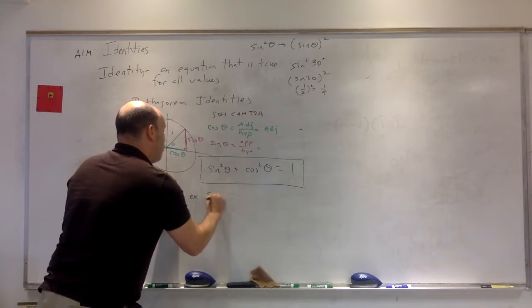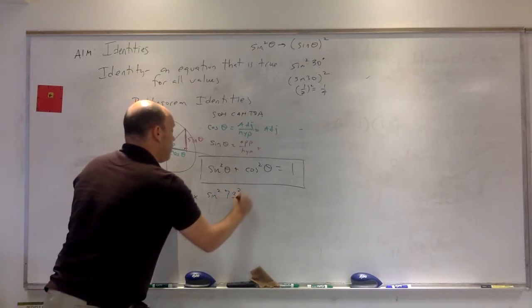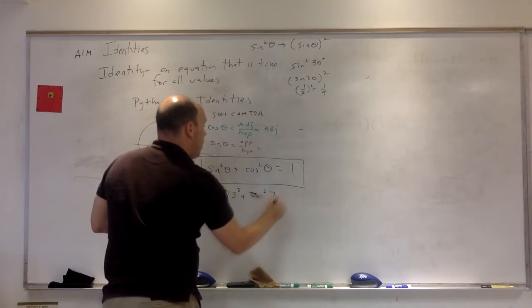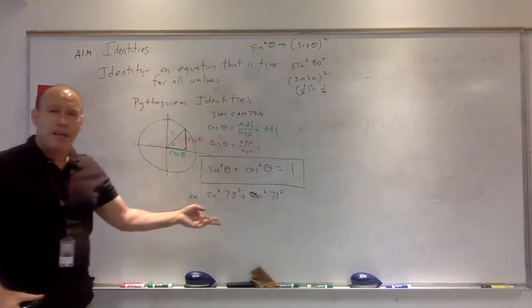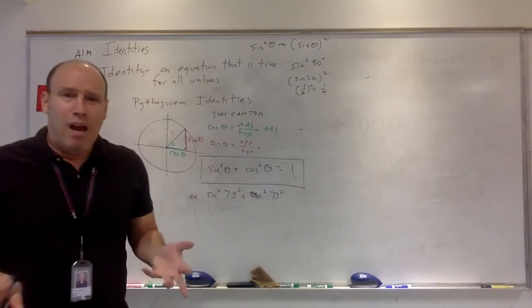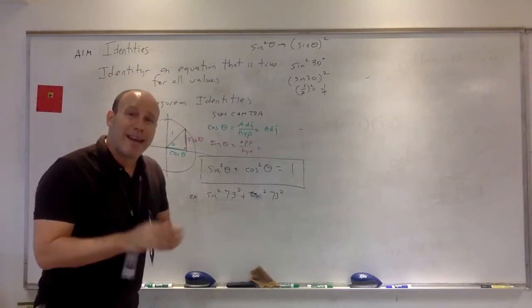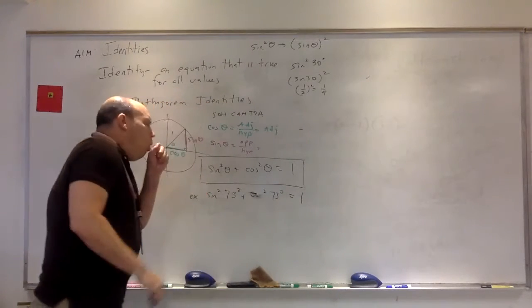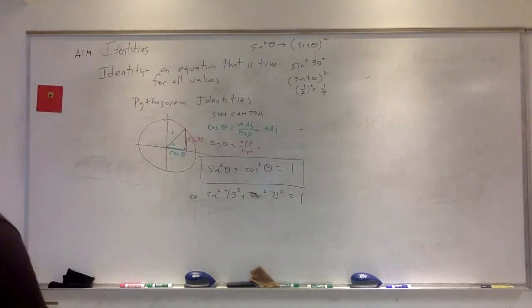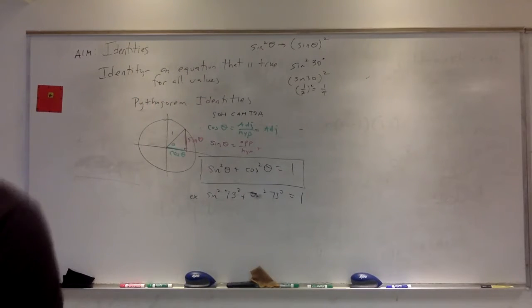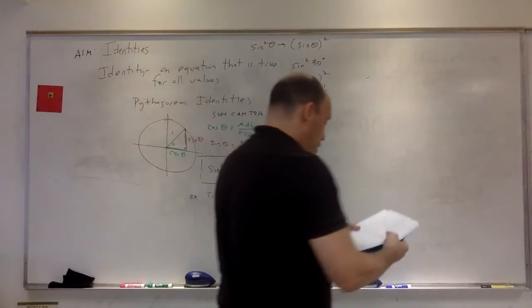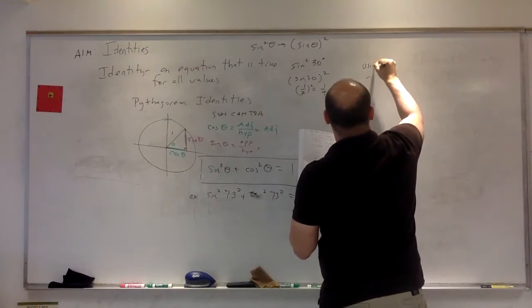So we're going to use it to find unknown values. Let's look at the first one. Question number 1: If the sine of A is equal to 2/3 and A is in quadrant 1, find cosine of A and tangent of A.